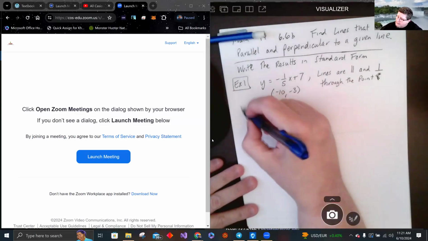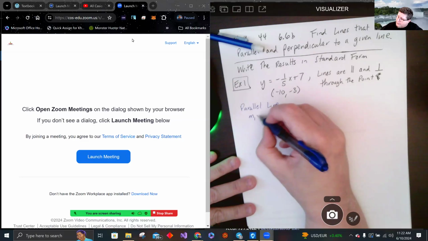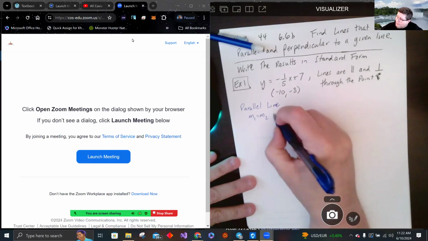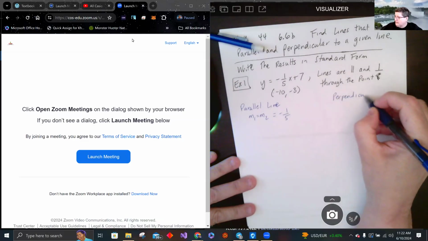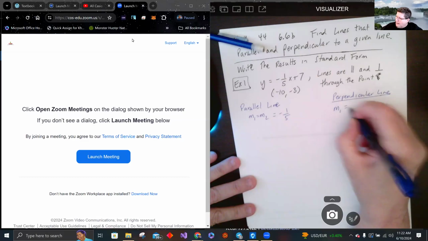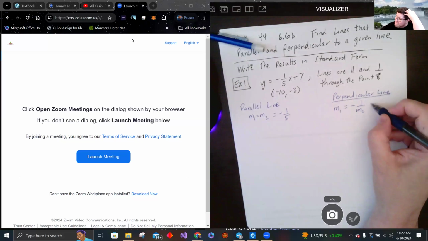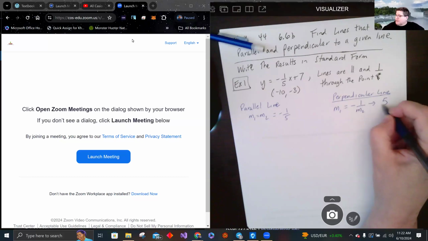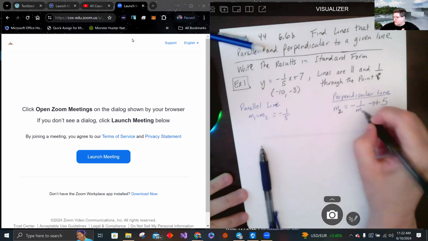So for the parallel line, M1 equals M2. So our new line will have a slope of -1/5. For the perpendicular line, we're doing the opposite reciprocal. So we flip it over and we make it positive. It's +5 for the next slope. This might look better if I say M2 equals -1 over M1.